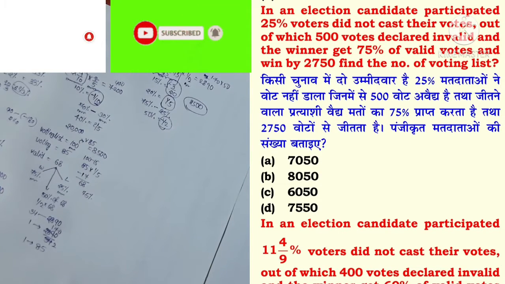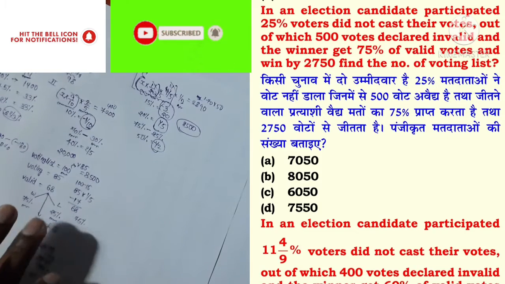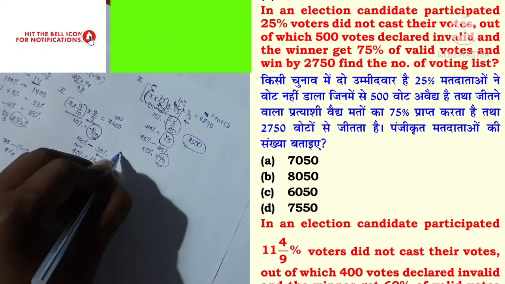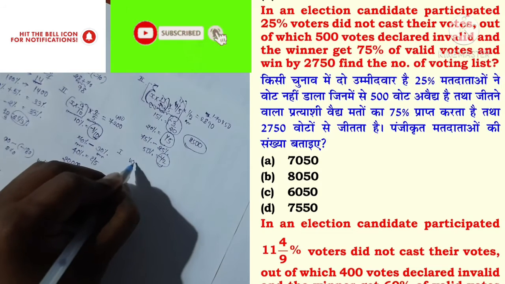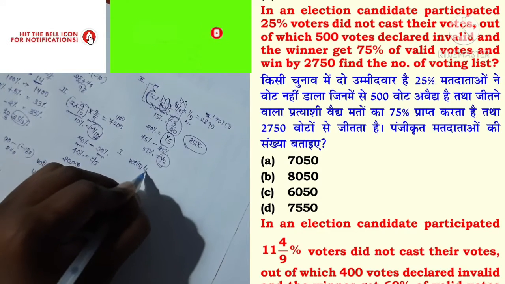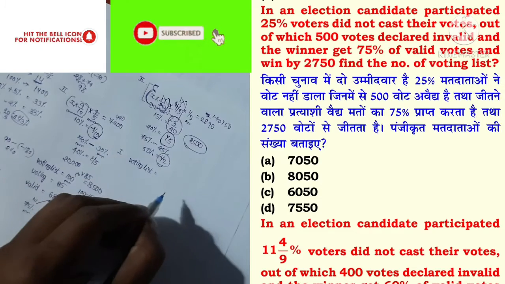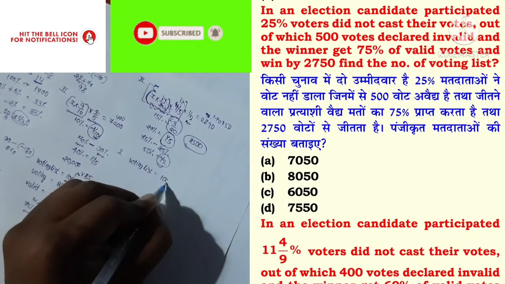In an election, two candidates participated. 25% of voters did not cast their votes, out of which 500 votes were declared invalid, and the winner gets 75% of valid votes and wins by 2750. Find the number of voters in the voting list. Let the voting list be 100.